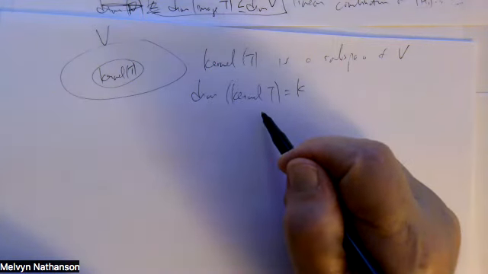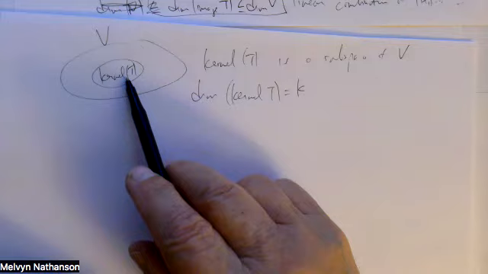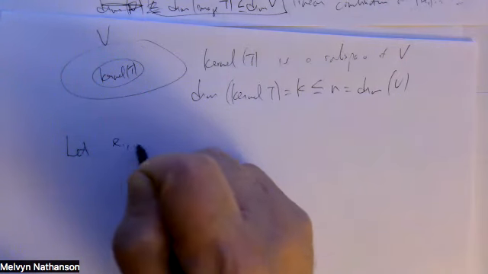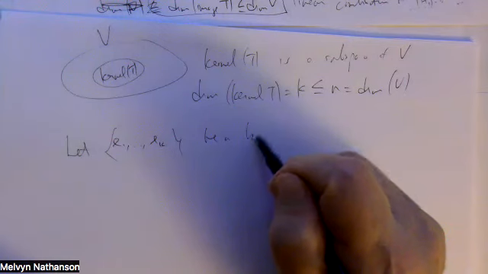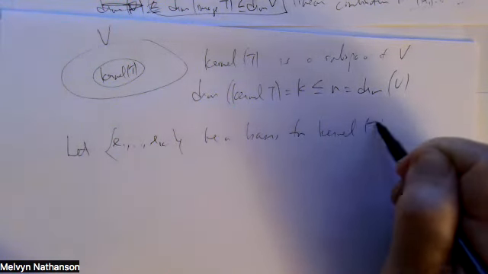The dimension is the number of vectors in the basis. A subspace has dimension less than or equal to the dimension of the larger space. So if the dimension of the kernel of T is K, that's some number less than or equal to N, which is the dimension of V. So let E1 up to E sub K be a basis for the kernel of T.